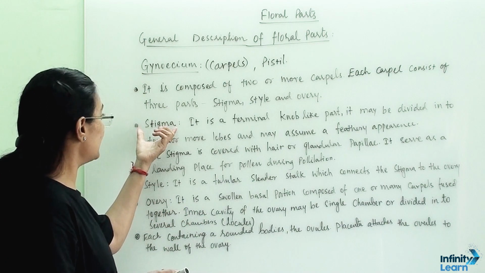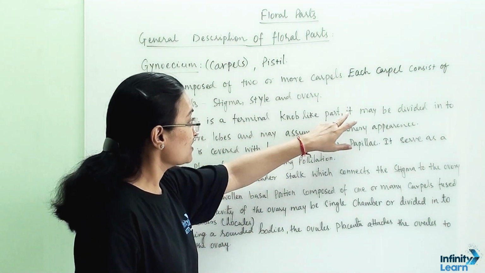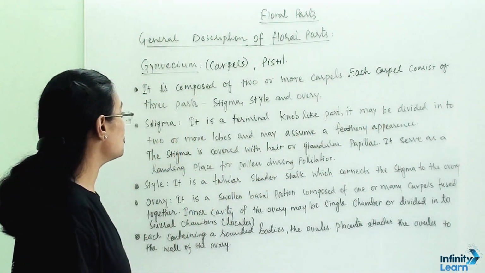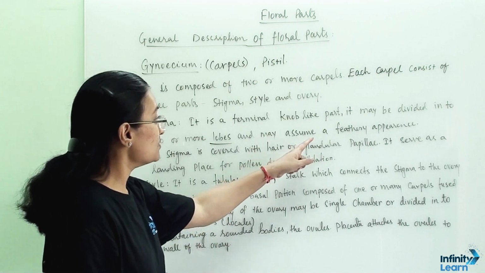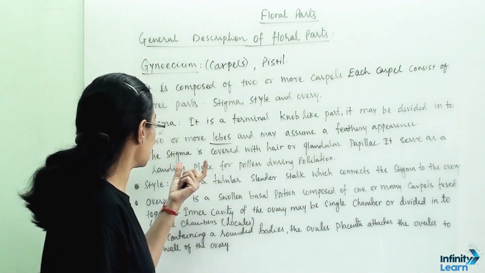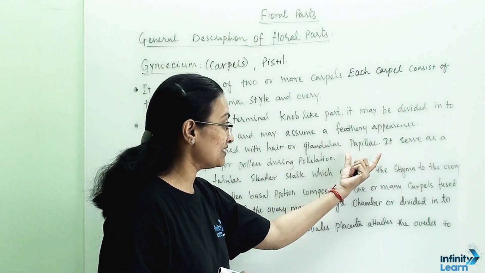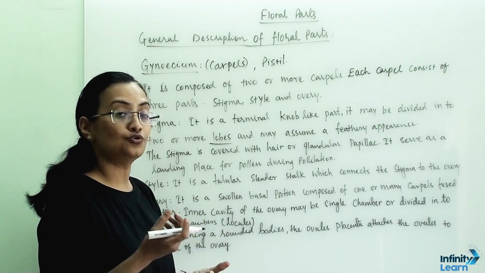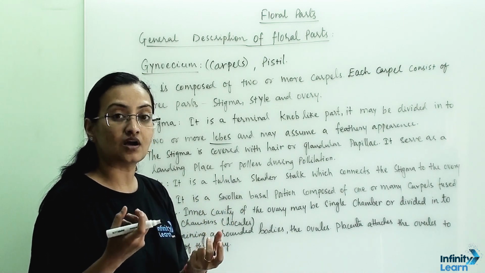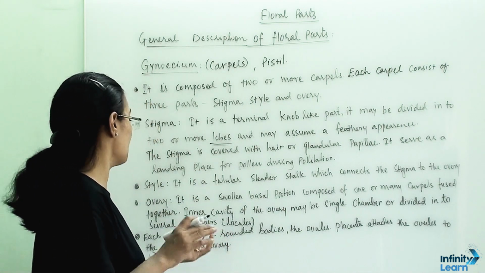So first, let us learn stigma. It is a terminal knob-like part. It may be divided into two or more lobes and may assume a feathery appearance. The stigma is covered with hair or glandular papillae. It serves as the landing place for pollen during pollination. So pollen will come from the anther and land here on the stigma.